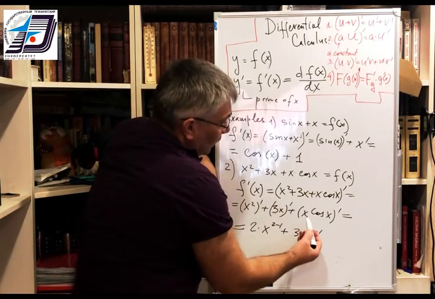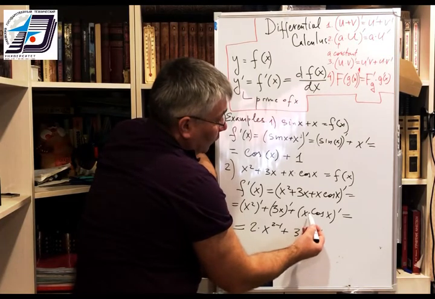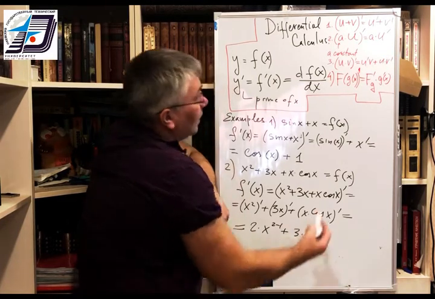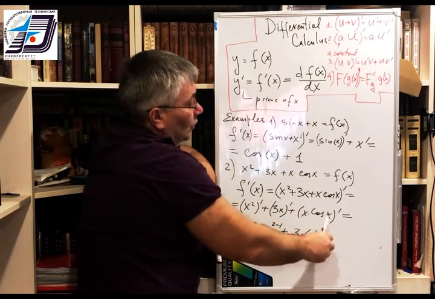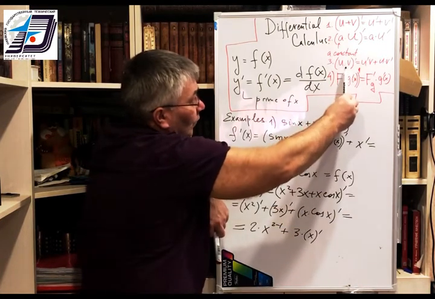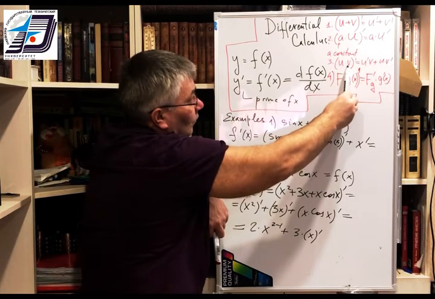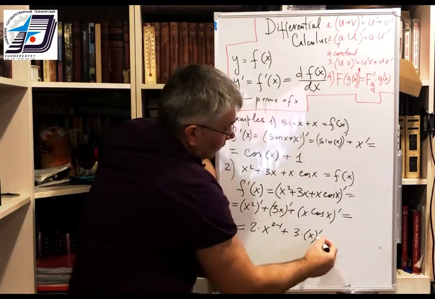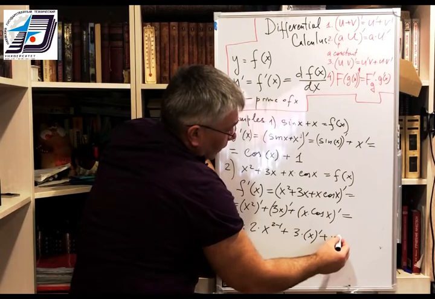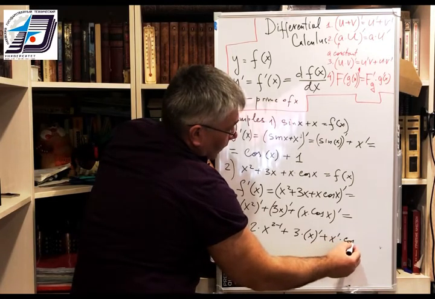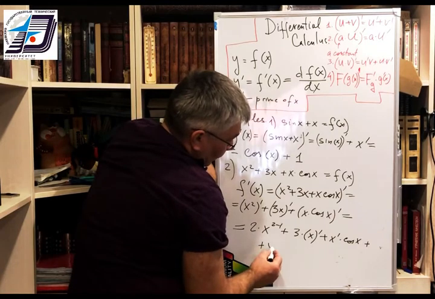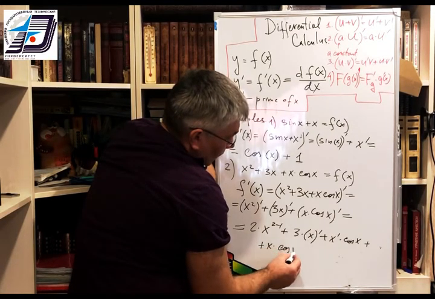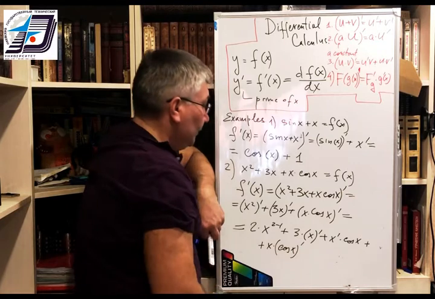And the last one here, we have a product of two functions, the product of x times cosine x, and you have to expand this derivative using the third rule here. When we have a product or multiplication of two functions, it is the derivative of x times cosine x plus x times the derivative of cosine x.